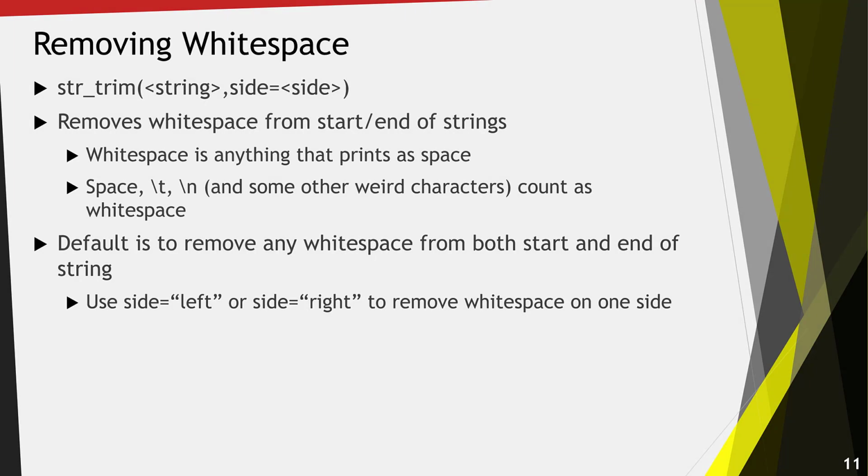A frequent data wrangling task you'll deal with is removing excess white space from your strings. White space is anything that prints as a space, so you can think of the space, a tab, a new line, or some other weird characters, they all count as white space. The string trim function removes white space from the start and the end of strings. The default is to take white space off both the start and the end of the string. You can provide the optional argument side equal to either left or right, to only remove the white space on one side of the string.